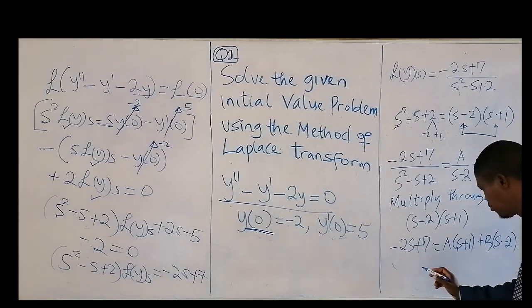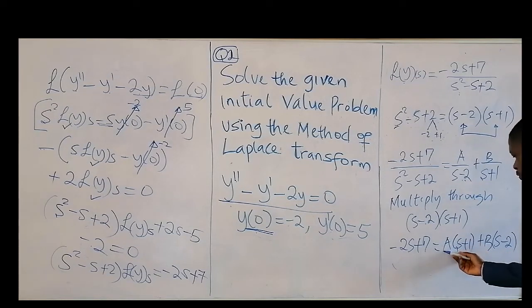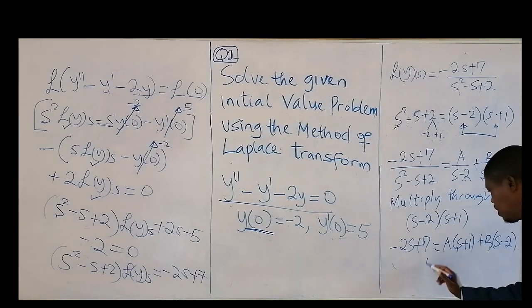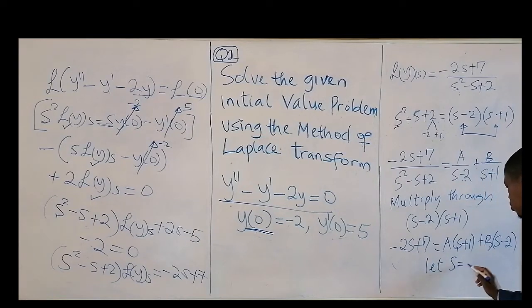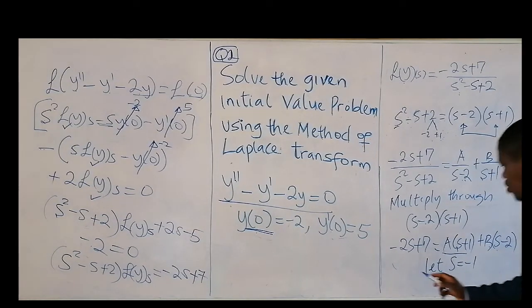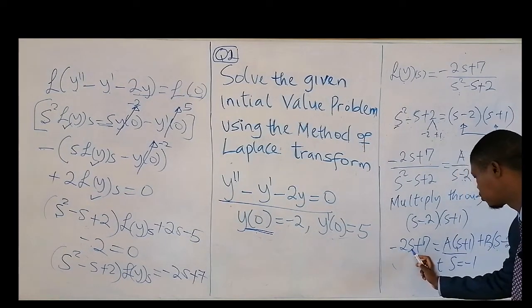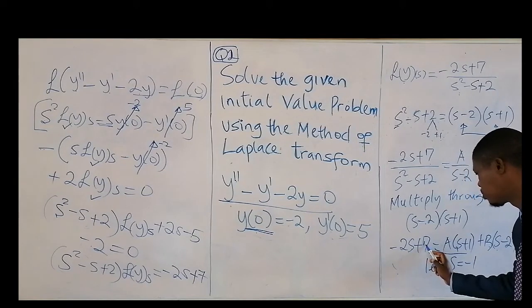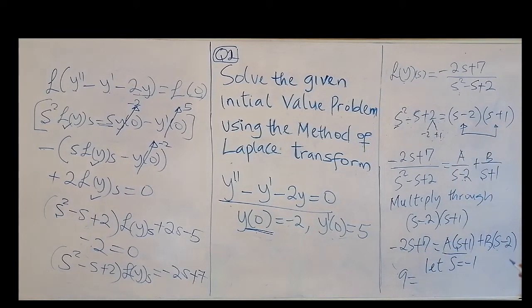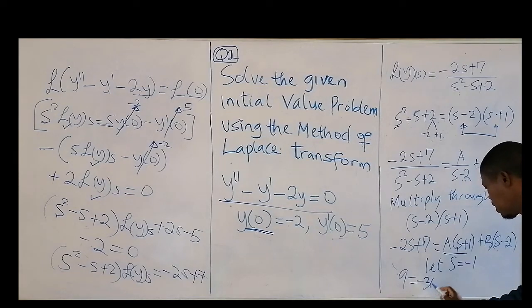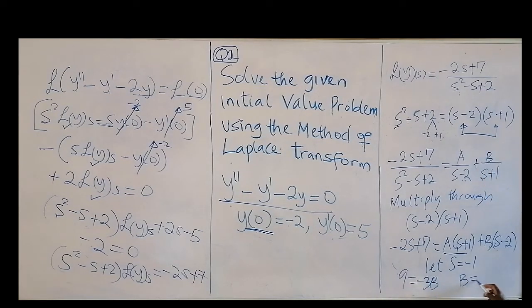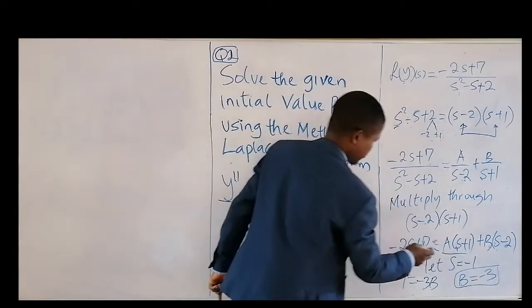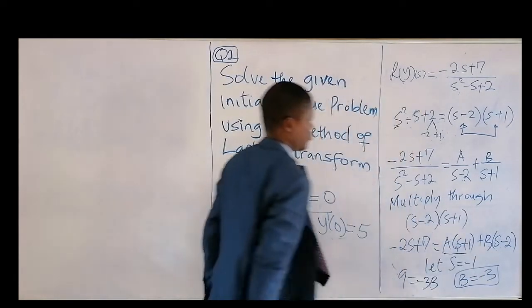Then we can use substitutions to solve this equation so that we can get the value for A and the value for B. So let s be equal to minus 1 so that this expression will go, then we can get B. That will be equal to minus 2 times minus 1, that's 2, plus 7, that's 9, equal to here. This is minus 1 minus minus 2, that's minus 3B. So B is equal to minus 3.